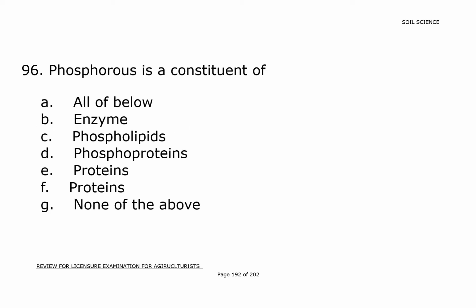Number 96. Phosphorus is a constituent of A. All of below. B. Enzyme. C. Phospholipids. D. Phosphoproteins. E. Proteins. Or G. None of the above. The answer is all of below.